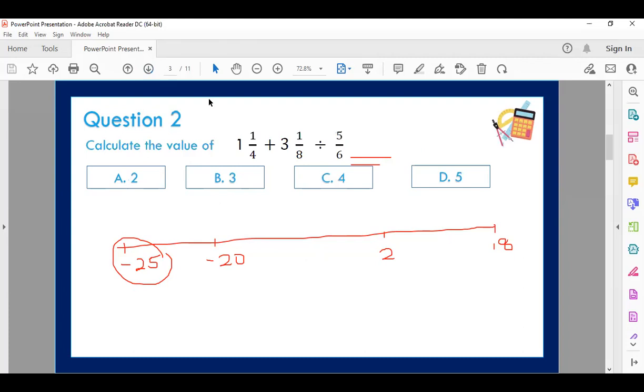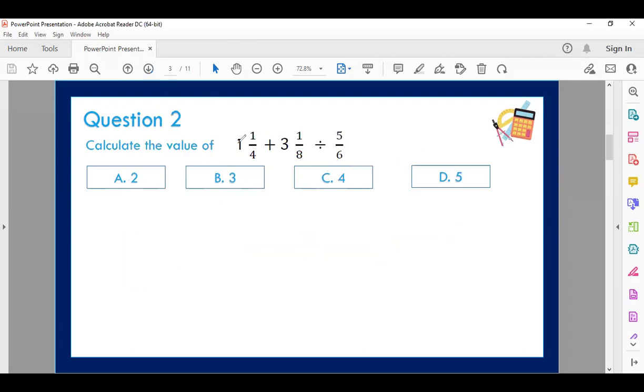Now, question number 2 asks us to calculate the value of this. It's a fraction with division, addition and division. But you must remember one thing, BODMAS. The principles of BODMAS are the order of operations, in case you forgot. Brackets first, then division, multiplication, addition, and subtraction done finally. So if you see a division here, this you have to do first.